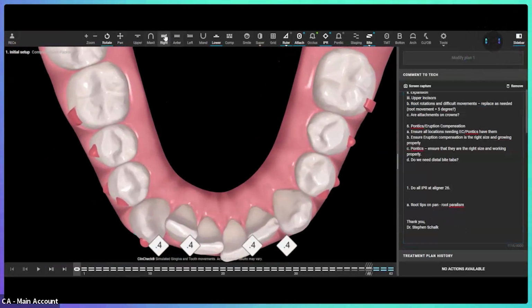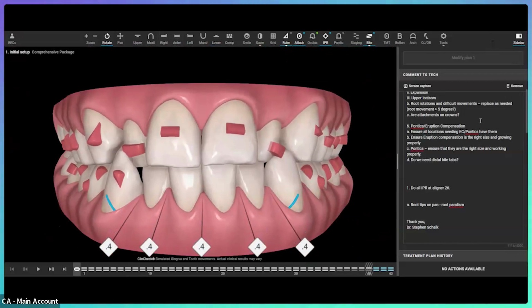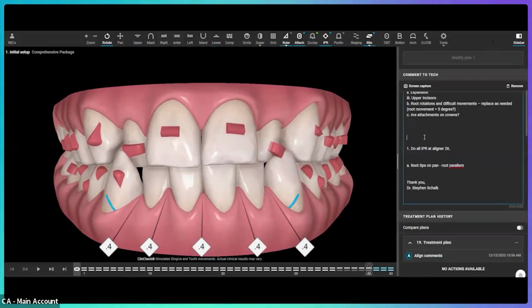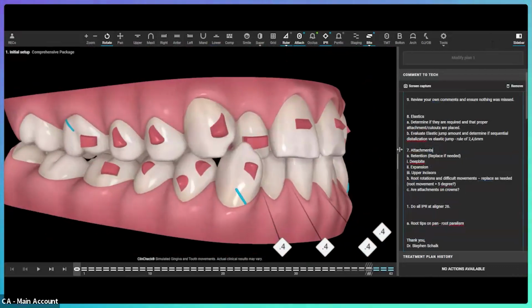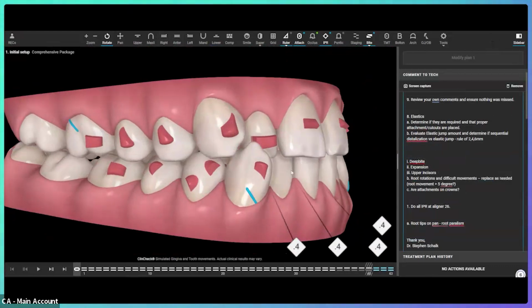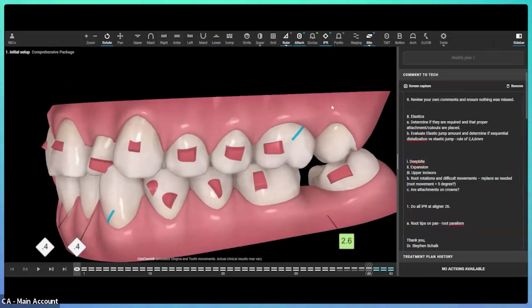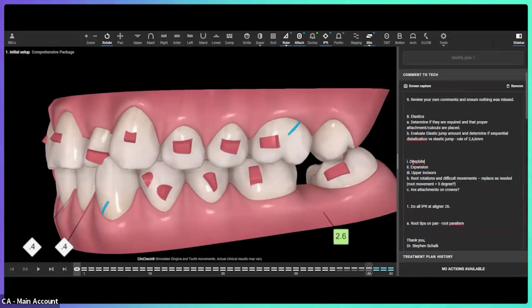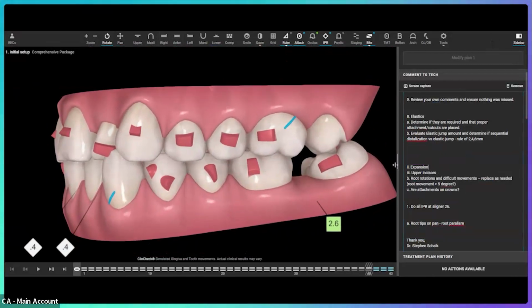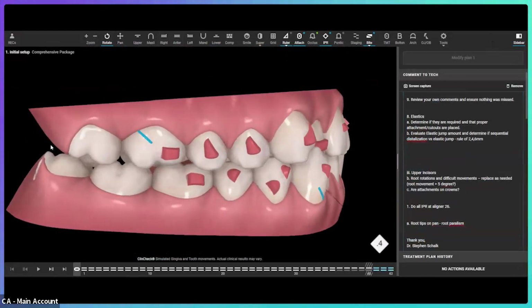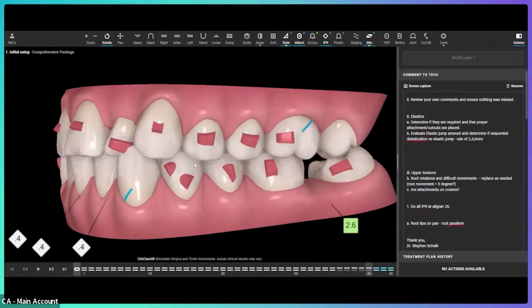Okay, Pontic's eruption compensations. We don't have any, so it doesn't matter. So get rid of this entire section. And now we get into the fun stuff. So attachments. So retention attachments. Do we need attachments for deep bite correction? No, we don't actually. Usually we do. Almost everybody has a deep bite, but not this patient. Do we need attachments for expansion? Well, we're not really expanding, so not really, but you could pop on some attachments to his upper second molars.